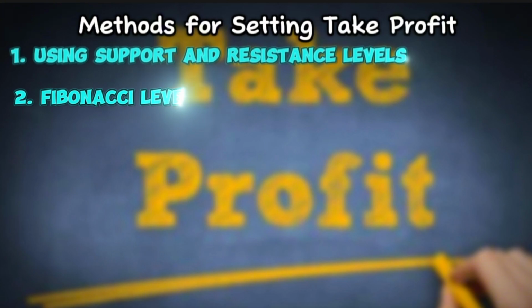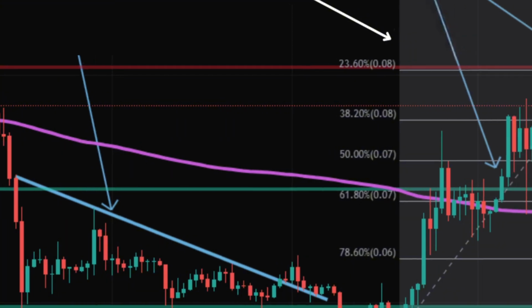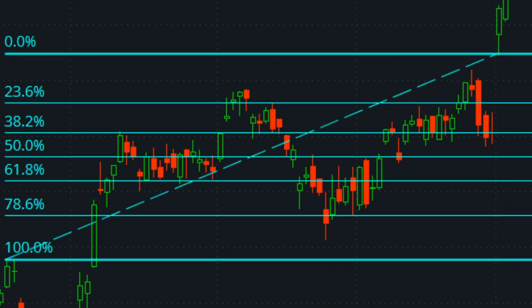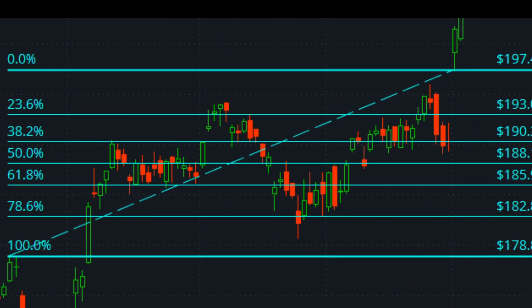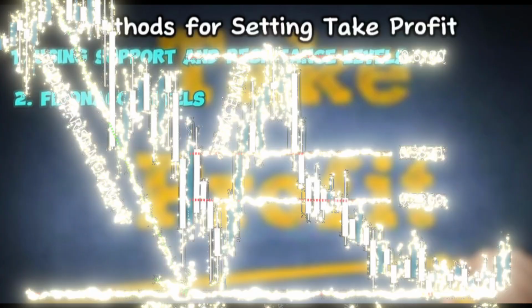2. Fibonacci levels. In this method, Fibonacci retracement tools are used to map out past price waves, and based on the confirmation of dynamic and static resistance levels, traders determine exit points.